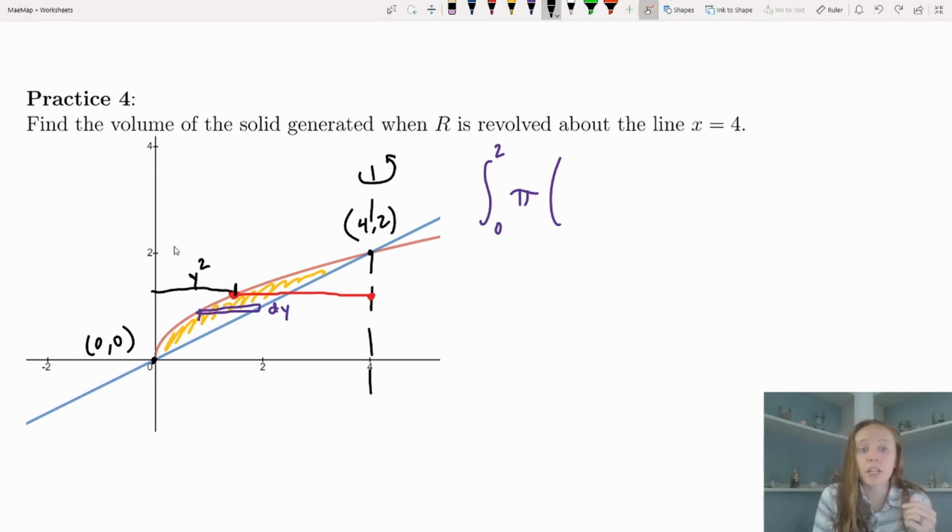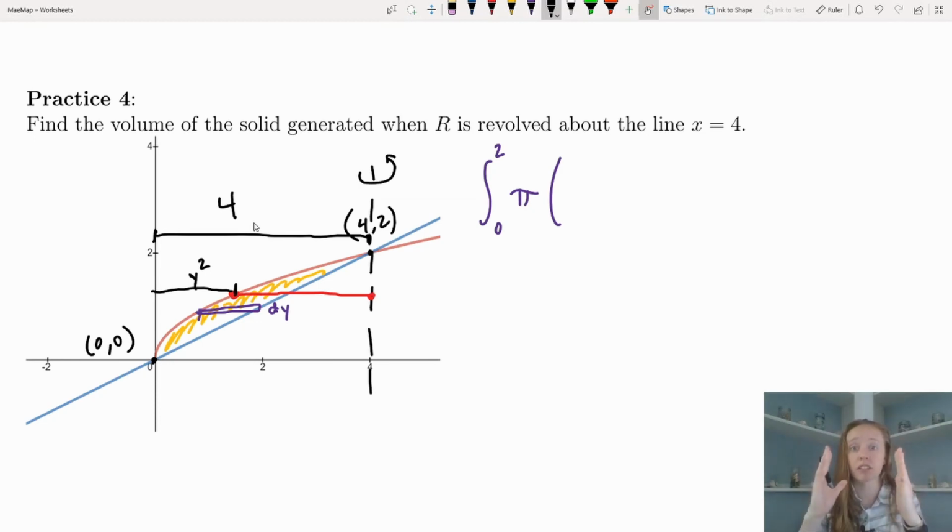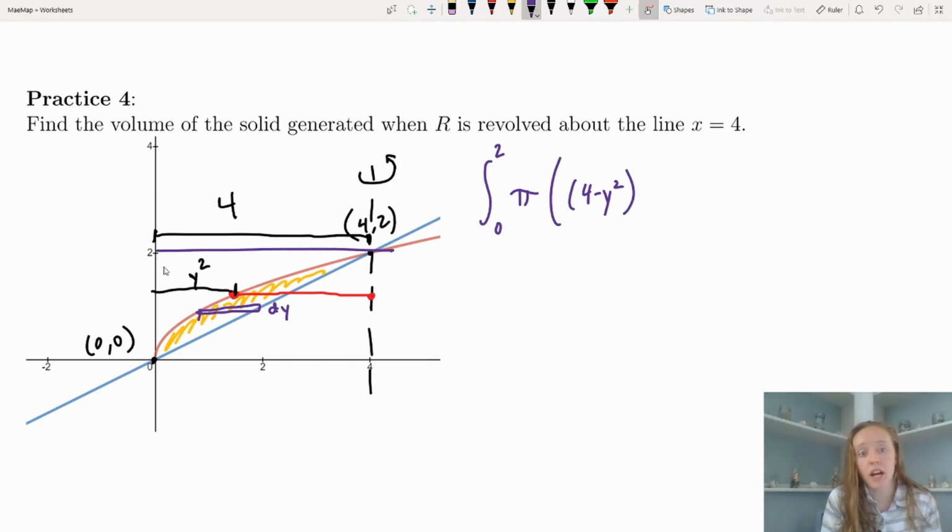And the other piece of information we know is that this full distance is going to be a positive 4, because that full distance of 4 is the distance from my y-axis to the line I'm revolving around. That's 4 units, and the chunk I don't want is that y squared. So my outer radius is going to be 4 minus y squared. That whole chunk, subtracting this chunk, will give me the chunk I want. So 4 minus y squared is that outer radius, so I'll square that.